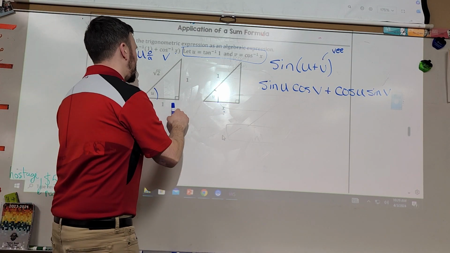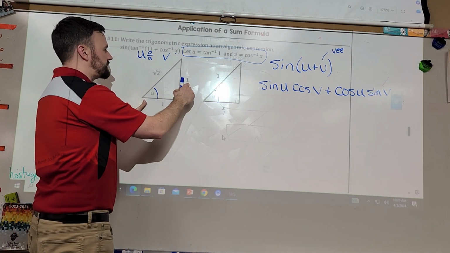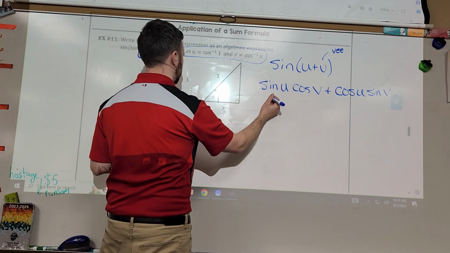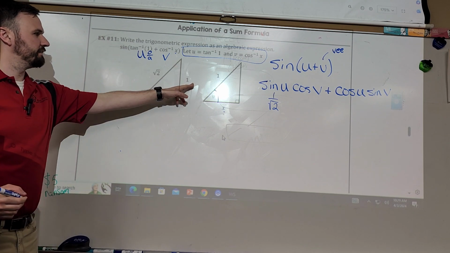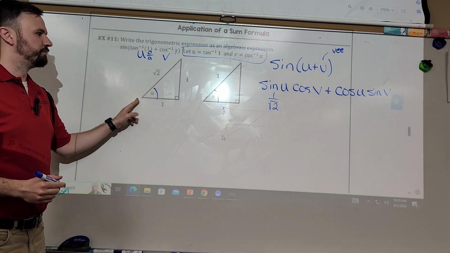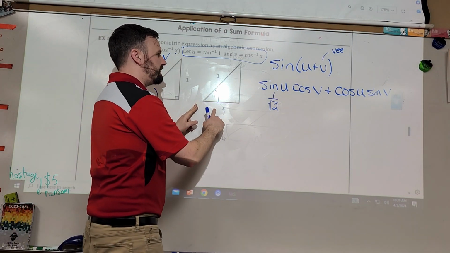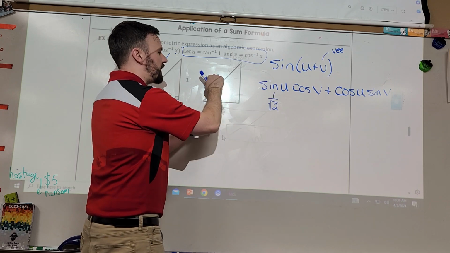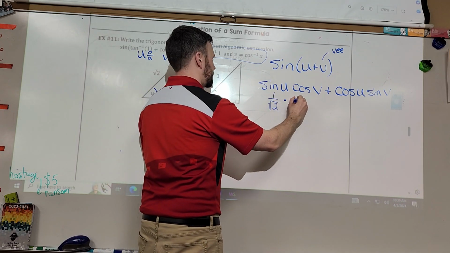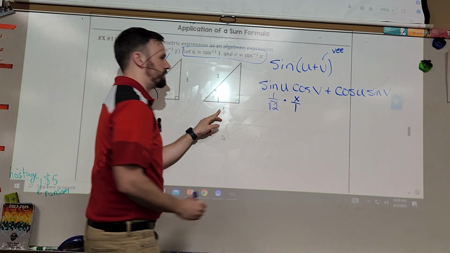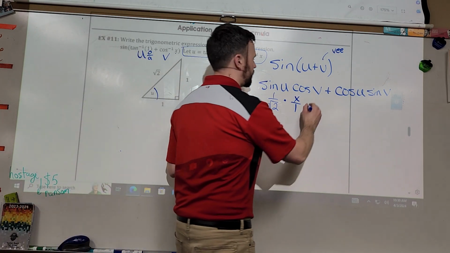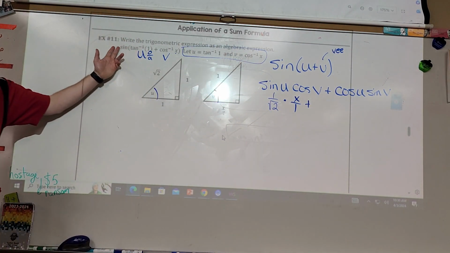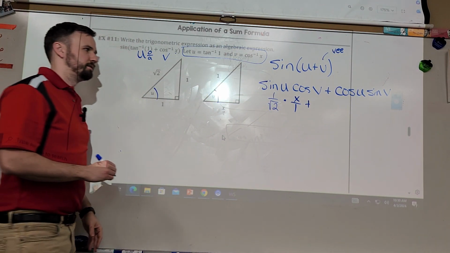Watch this. What's sine of u? Sine of u is opposite over hypotenuse. So it is 1 over root 2. Do you guys see that? Based on this triangle, cosine of v is what? Adjacent over hypotenuse. So it's x over 1. So I took unknowns, I'm going to make them known. Well, not really. You have to have x in your answer because this is an expression.